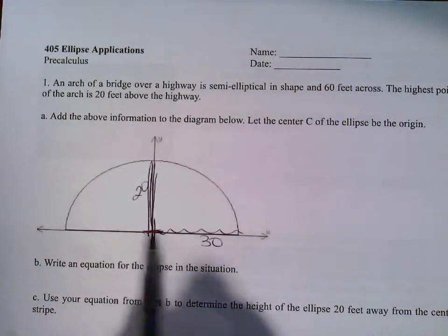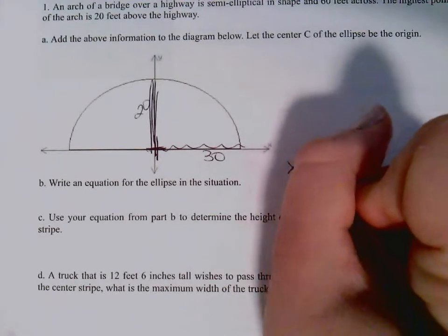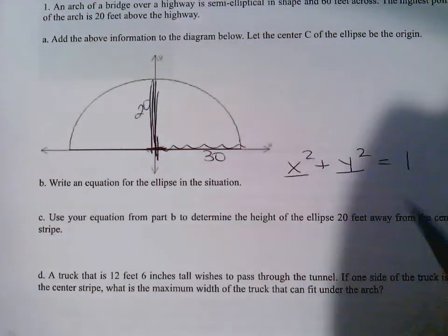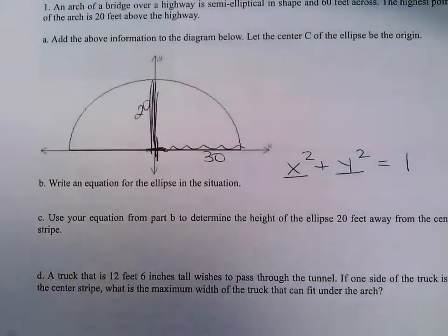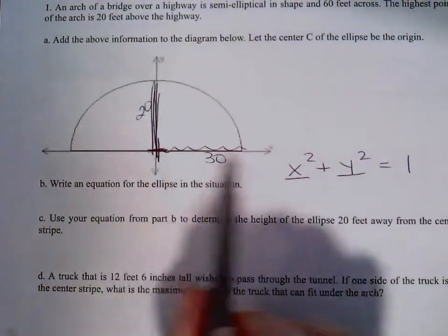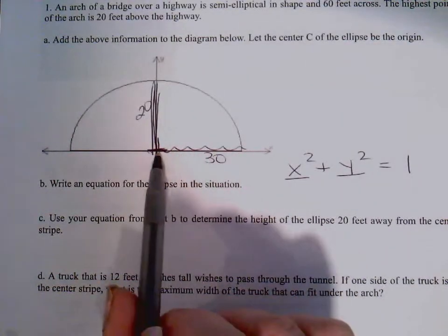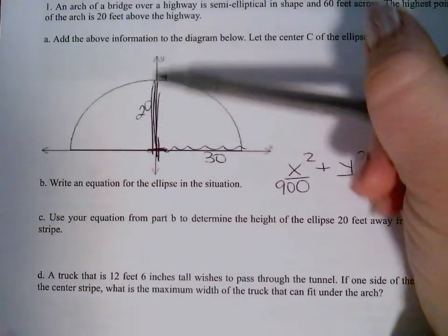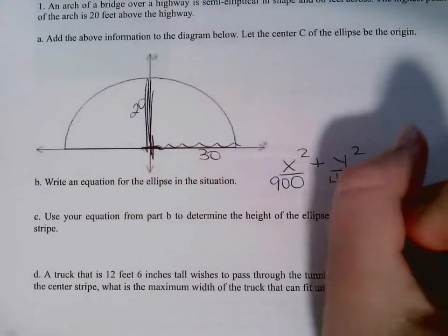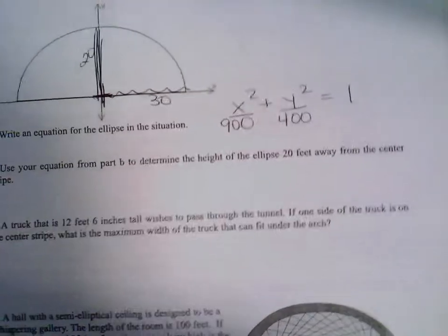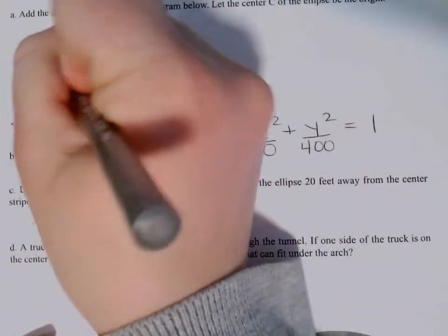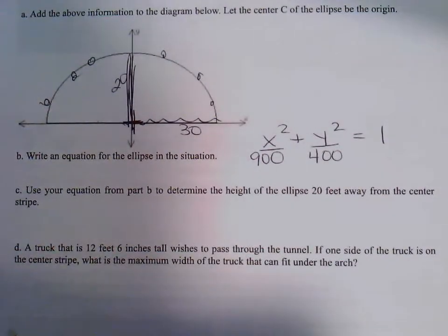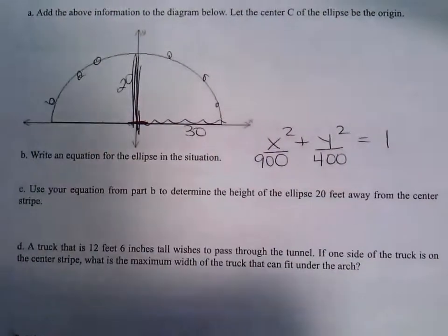So I know I can start out by writing x squared over a squared plus y squared over b squared equals 1 for this ellipse. My A value is bigger in the x direction, and 30 times 30 would be 900, and my B value is 20. 20 times 20 is 400. So now I have an equation to model any point that I want on this bridge above the highway.